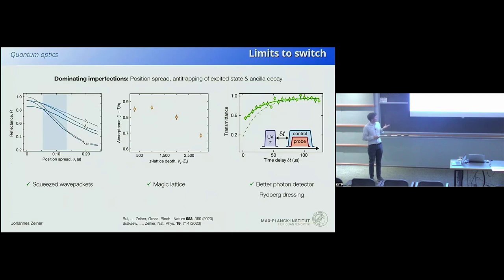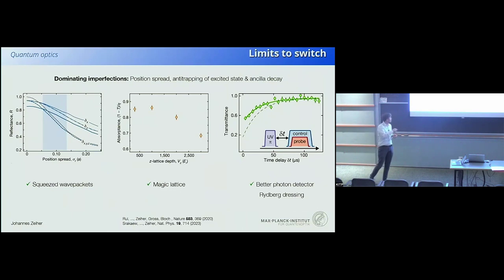So what are our current limits on the system? First of all, on the mirror itself, this is also true for our non-switched mirror. We are at the moment limited by the positional uncertainty of our atoms. They are sitting in a lattice, and the lattice has a finite wave packet size. This is limiting the reflectance that we can have. We can unfortunately not make the wave packet tighter. Why not? Because the lattice that we use is not magic. This means if we make the lattice deeper, then we will get additional heating sources, and that reduces our absorbance. So this is also not an option.